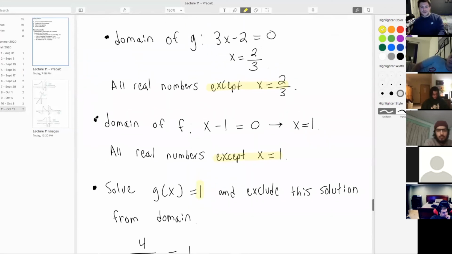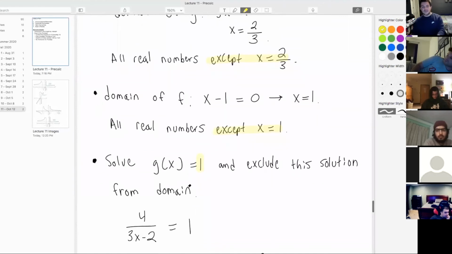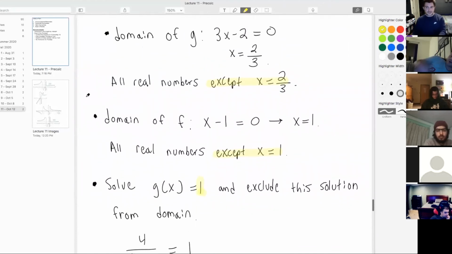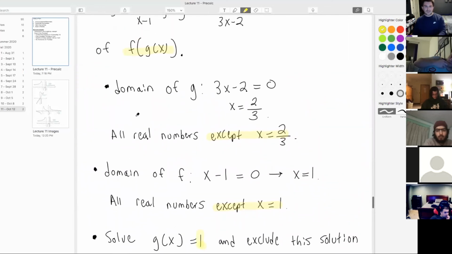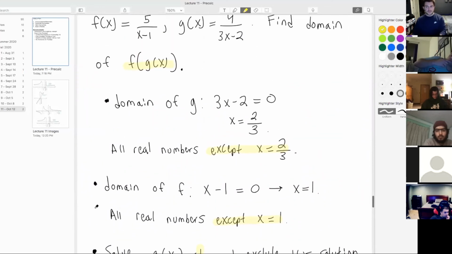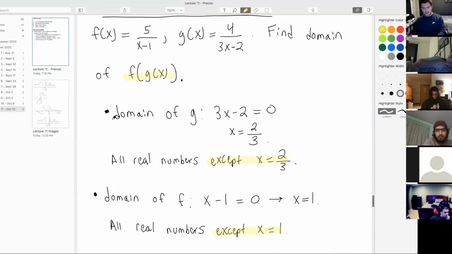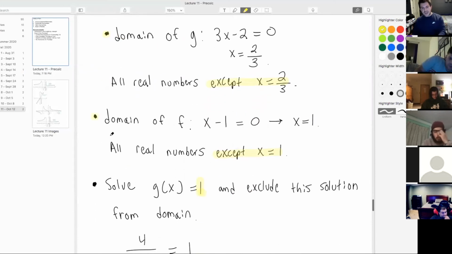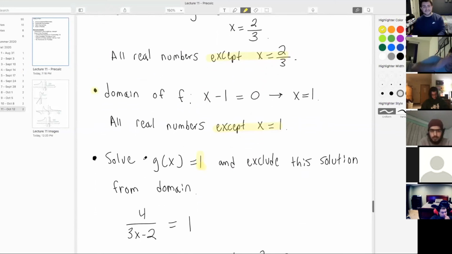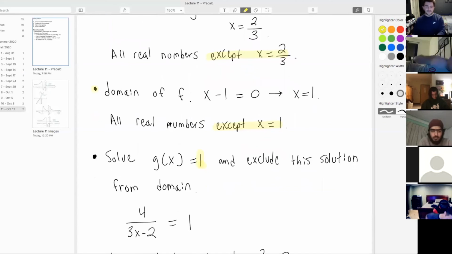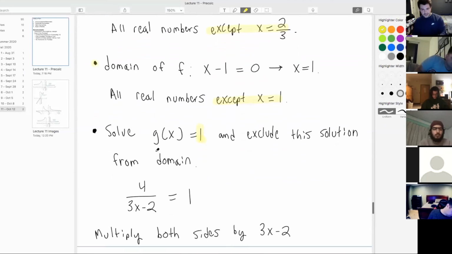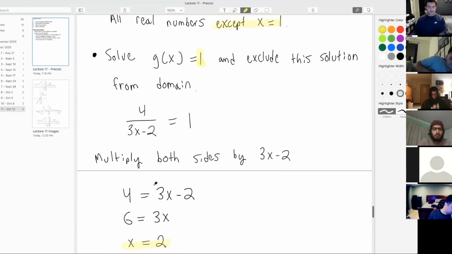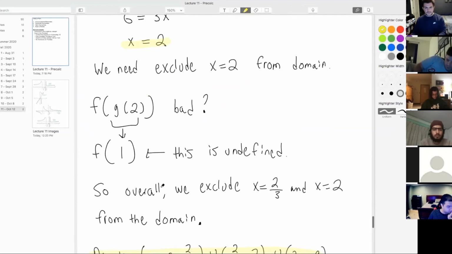So step 2 is necessary because we need to see what we set G of x equal to. It'll always be that way. Just follow this model and you're going to be good. You exclude the domain of G, find the domain of f, find the bad numbers for f, and set G of x equal to the bad numbers for f. So just follow this model and it should be good.